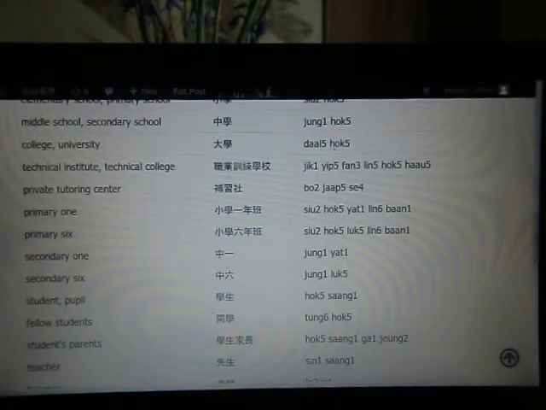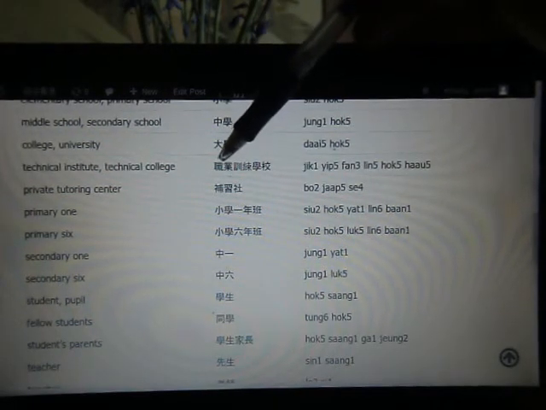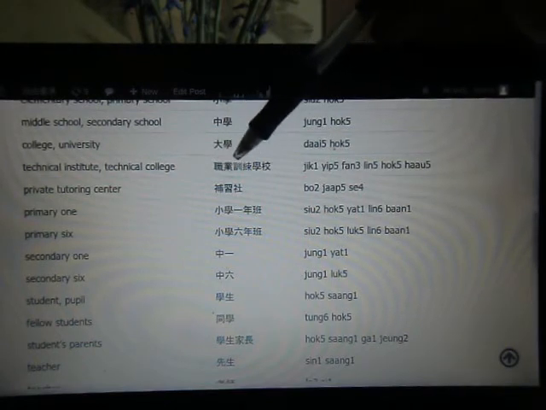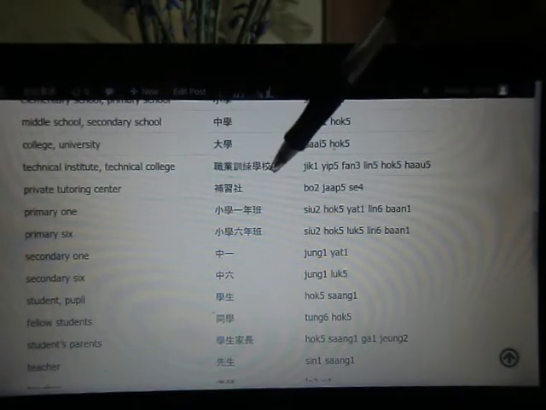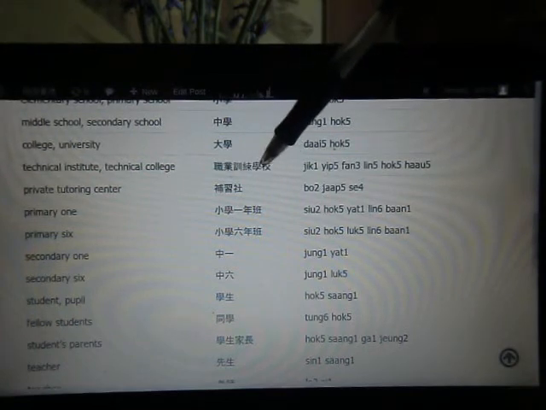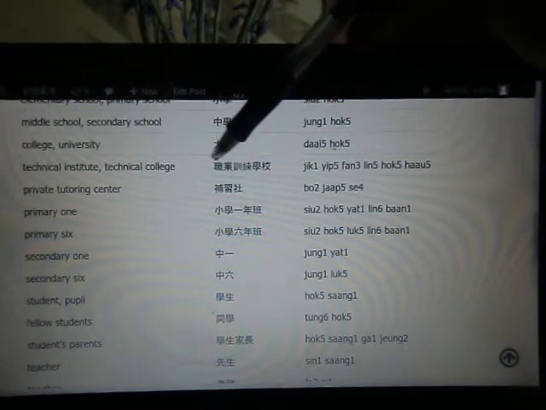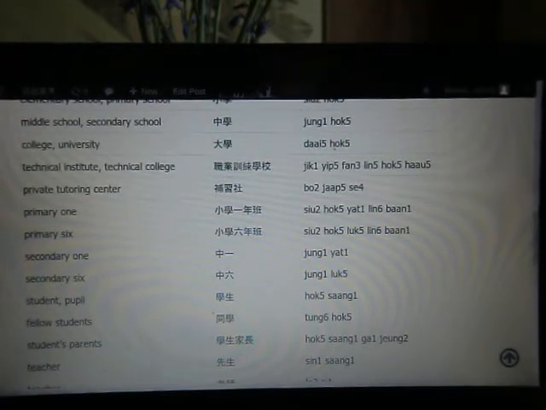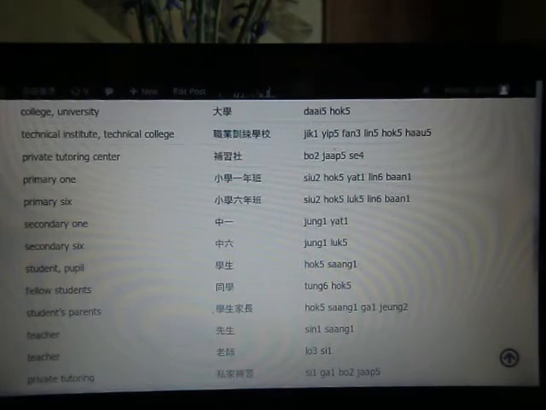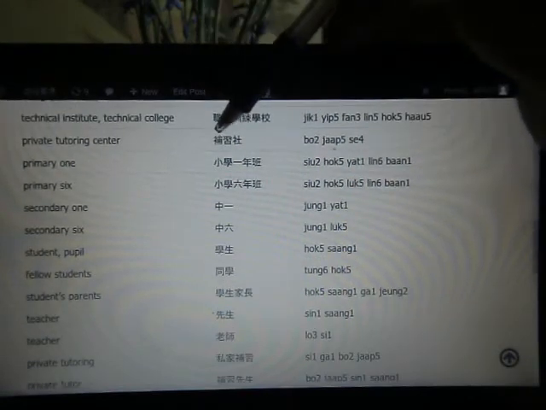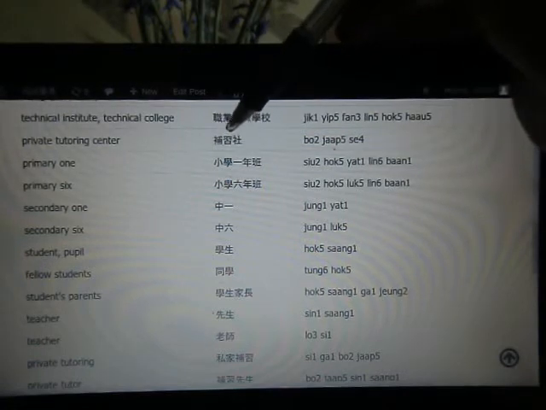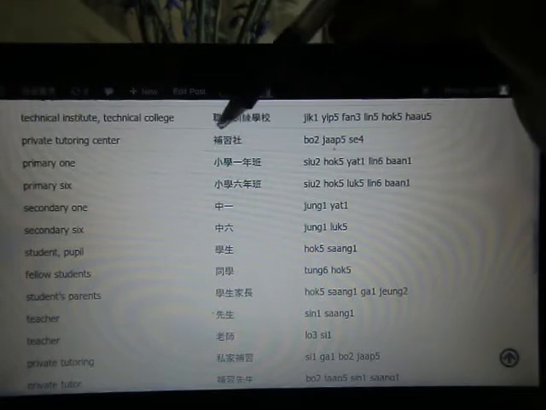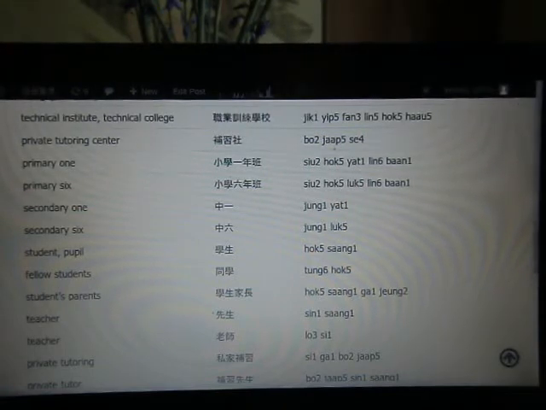And then technical institution. 職業 career, 訓練 training, 學校 again is the school. So a school for professional or career training. 職業訓練學校. And then private tutoring center, 補習社, but 補 again supplement, 習 is to practice, 社 is something like a community or a place. 補習社 is the private tutoring center.